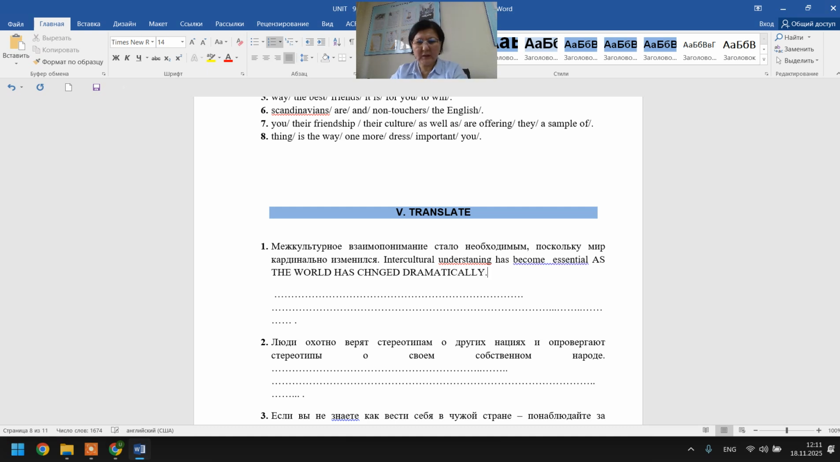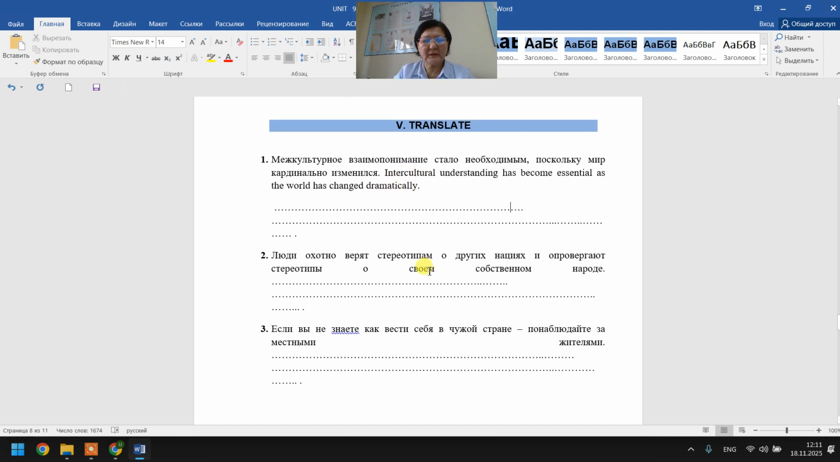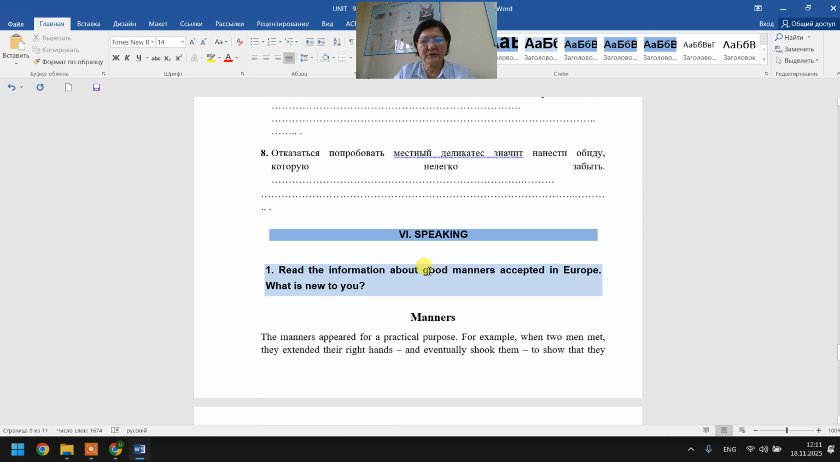Okay, now let me change it. Okay, now understanding. Okay, now we translated the first sentence. The intercultural understanding has become essential as the world has changed dramatically. The rest of the statements we have to translate and then we will check with the right version.